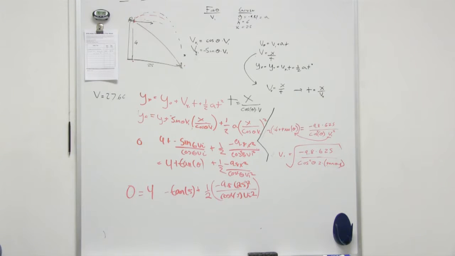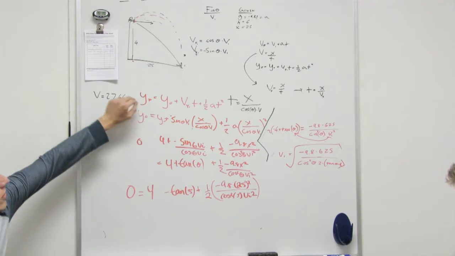Is there a simpler way to do it? There might be. The thing is, we've never done anything like this. But that was just the first thing that came to my mind. X over cosine t. Wait a minute. So we go from here to here.